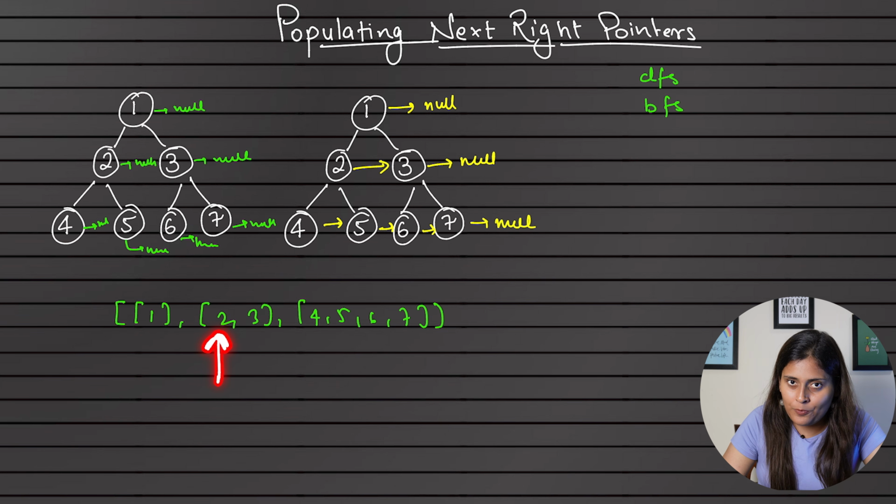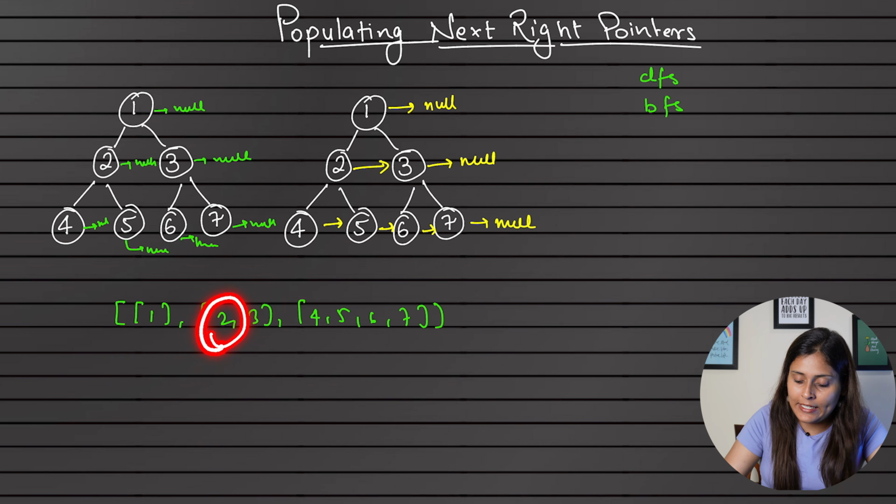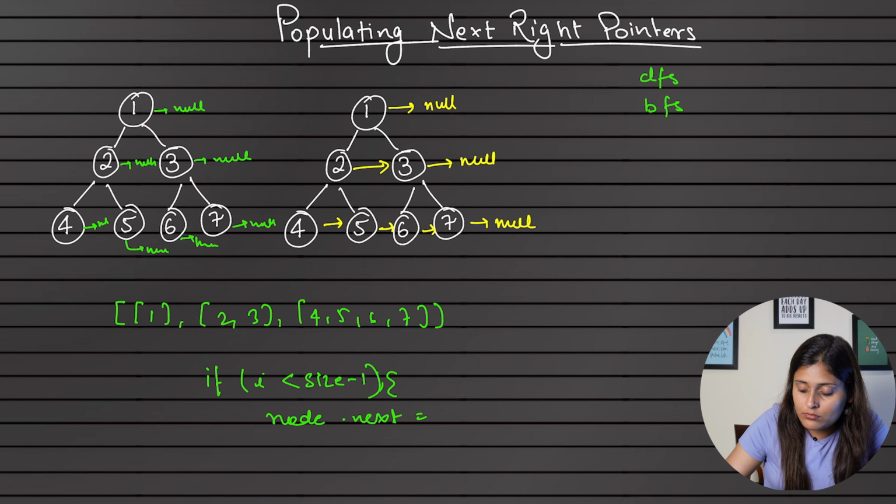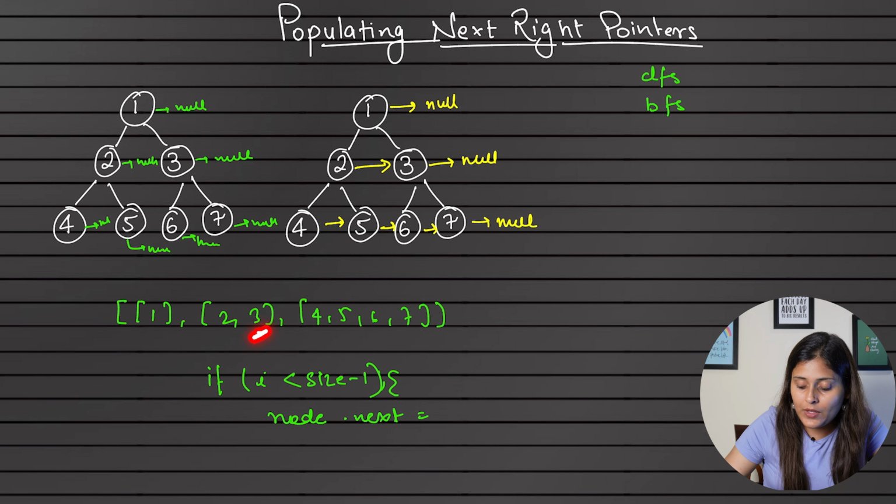Now index is 0, size is 2, size minus 1 is 1. So this is not equal. So if the index i is less than size minus 1, then we can say whatever node we have, dot next connects to this child which is 3, but where have we saved this 3?